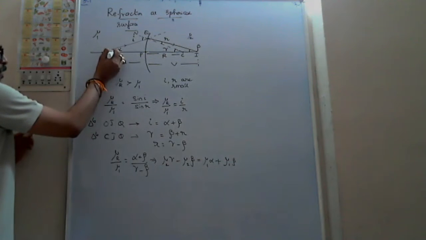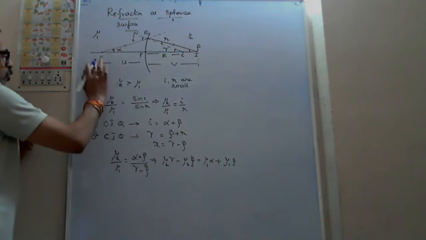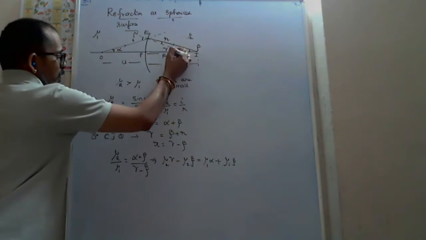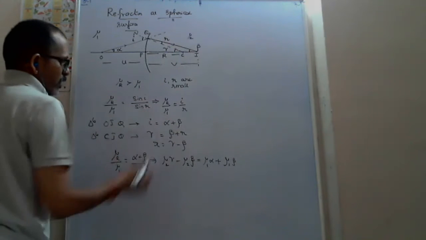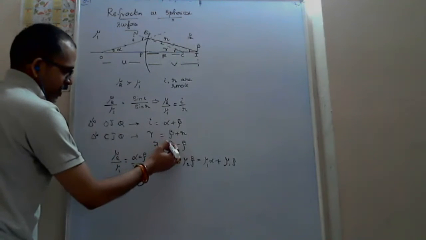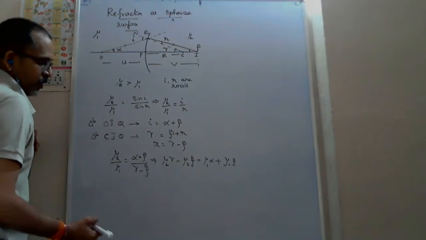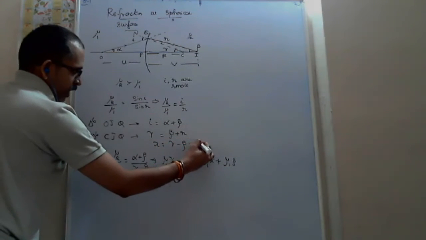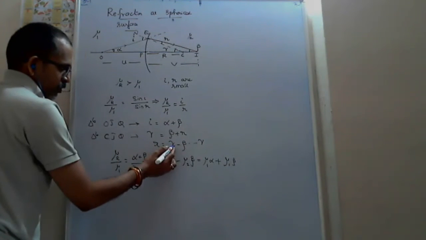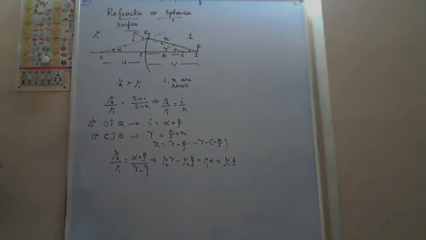Okay. Alpha is measured in clock or anti-clock? Anti-clock, so this is positive. Gamma and beta are clock, so I have to take these two, gamma and beta, as negative. Yes sir. Minus gamma, and minus beta. Am I right, Nana? Yes sir.